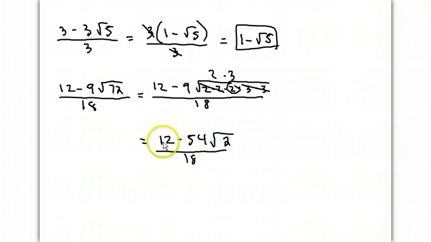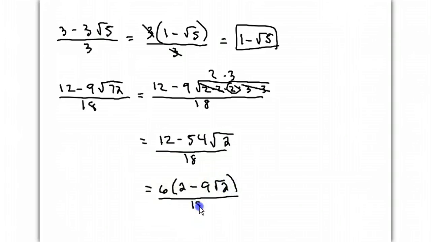So you have to look at the 12 and the 54 to see what they have in common. They both have a 6 in them. So if you pull a 6 out, you'll be left with 2 minus 9, because 9 times 6 is 54, square root of 2, and that's all divided by 18. Then, only then, when you pull out the number, can you take that number and the one on the denominator and see if they can simplify. We know that 6 goes into 18 3 times. So our final answer would be 2 minus 9 square root of 2, divided by 3.